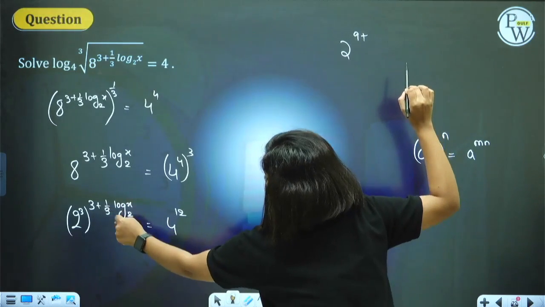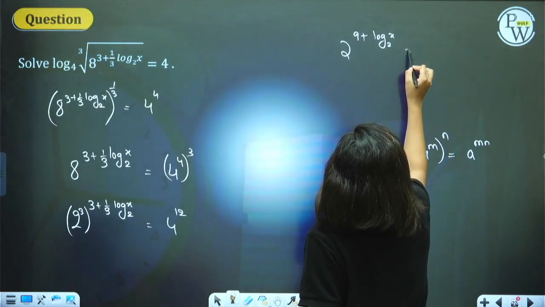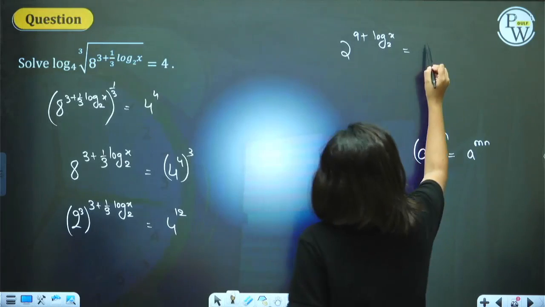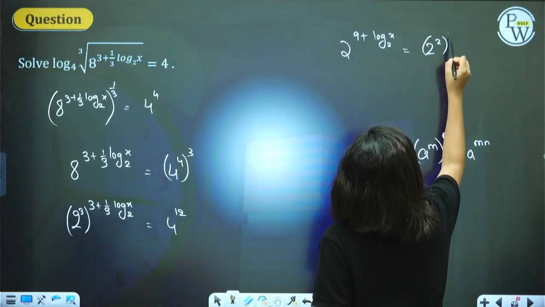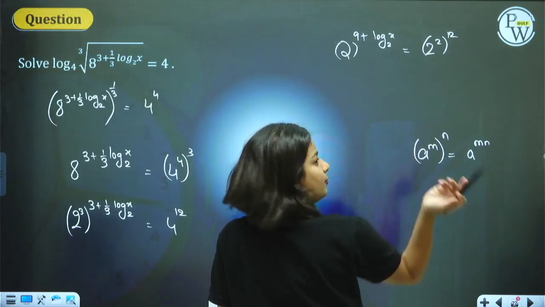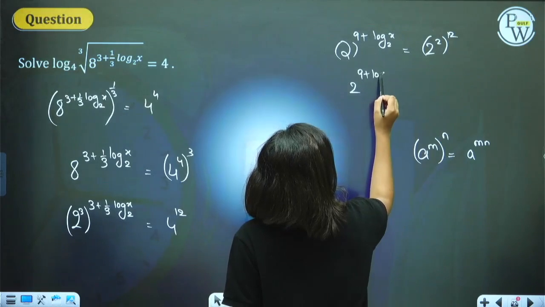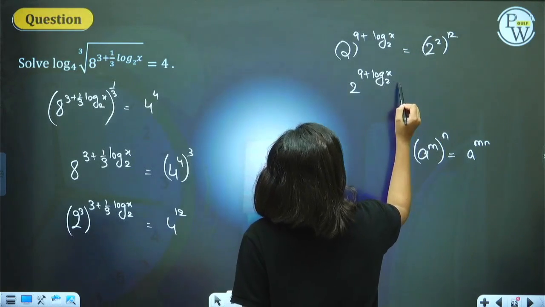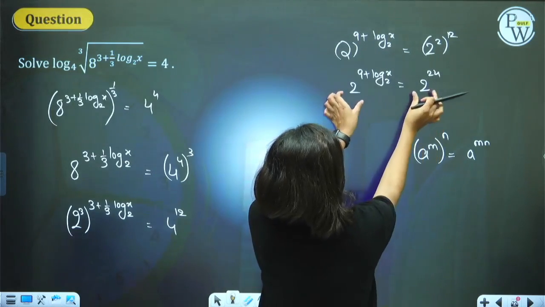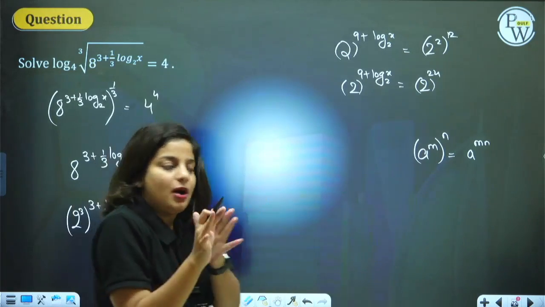3 multiplied with the second term, 3 by 3, gone away. Log x to the base 2 is equal to 4 raised to 12. Now 4 is nothing but 2 square, 2 square raised to 12. Why am I doing that? Because here the base is 2, there the base should be 2. That's the simple reason. 2 raised to 9 plus log x to the base 2 is equal to 2 raised to 12 2s are 24. Can you see bases are same? If bases are same, powers can be equated.